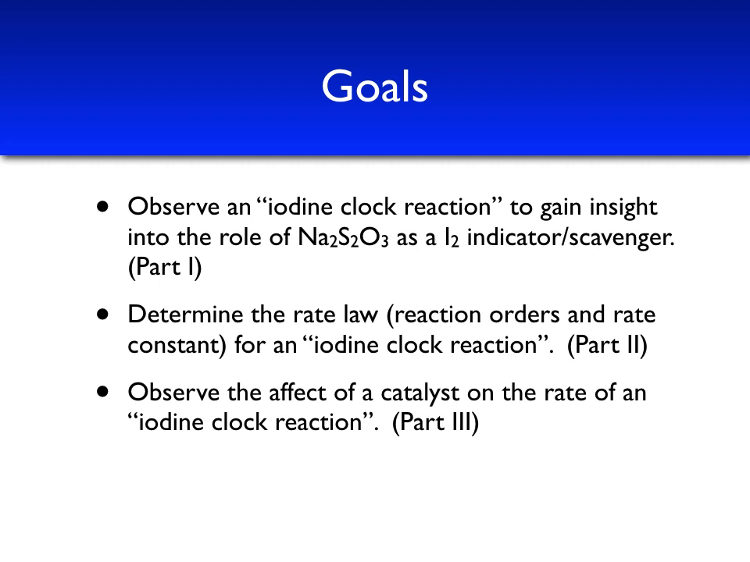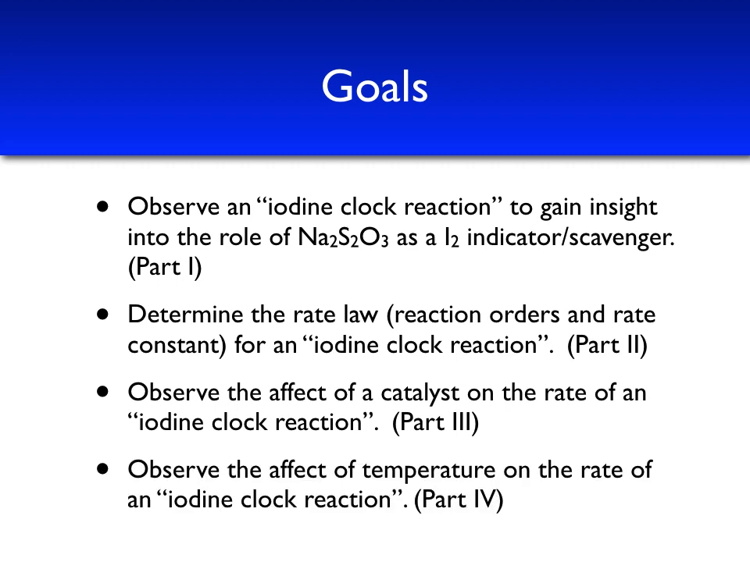In the third part of this experiment, we'll briefly look at the effect of 2 catalysts on the rate of our iodine clock reaction. And then finally, we'll take a look at the effects of temperature on the rate of reaction by running our clock reaction at a lower temperature than room temperature. We'll calculate a new rate constant and use this to get an activation energy for the reaction.